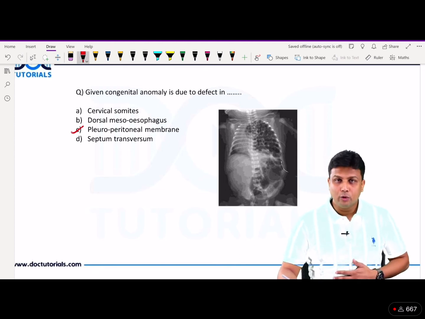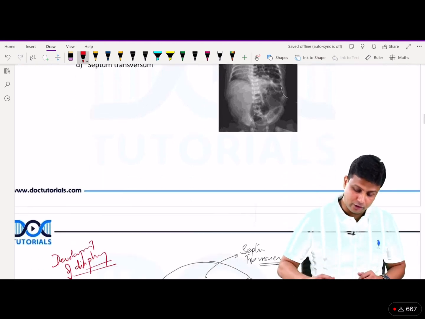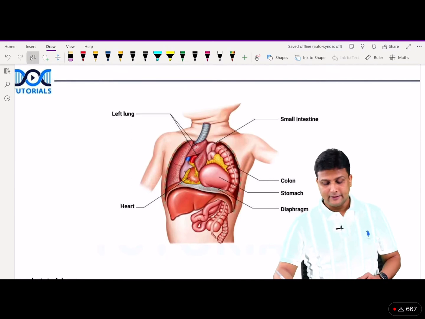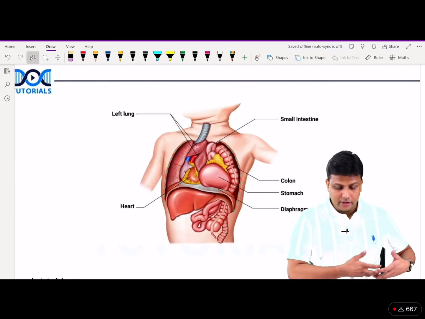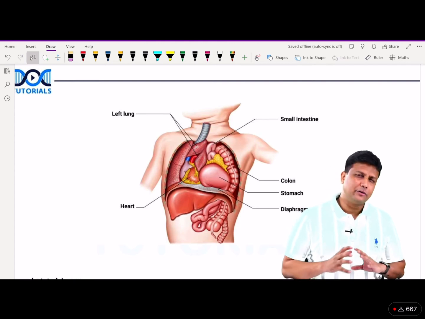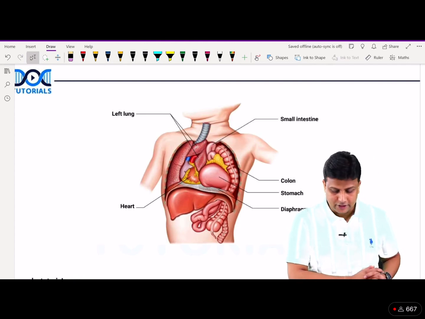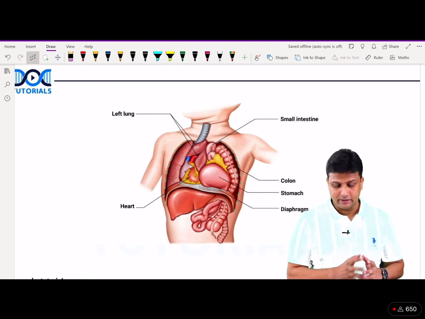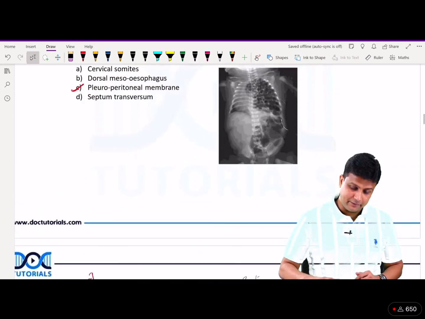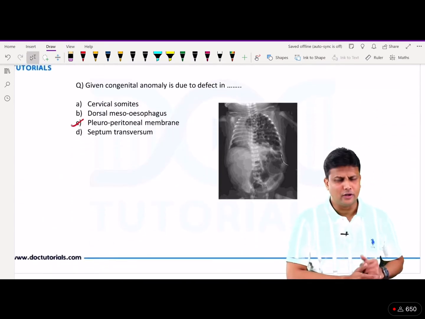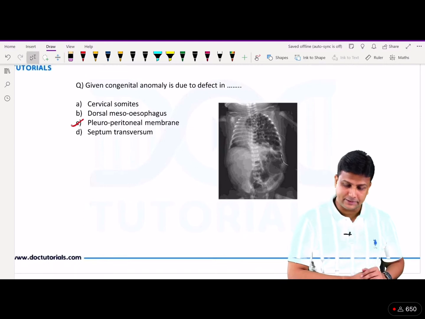And during development, what is going to happen? The abdominal pressure is more, and because abdominal pressure is more, all the abdominal viscera are herniating into the thoracic cavity over there, and then they're going to compress the lungs, all those things. So this picture gives you a very clear idea about the congenital diaphragmatic hernia, guys. The same thing is being shown in your exam as the radiological image over here. I hope this concept is crystal clear, guys.